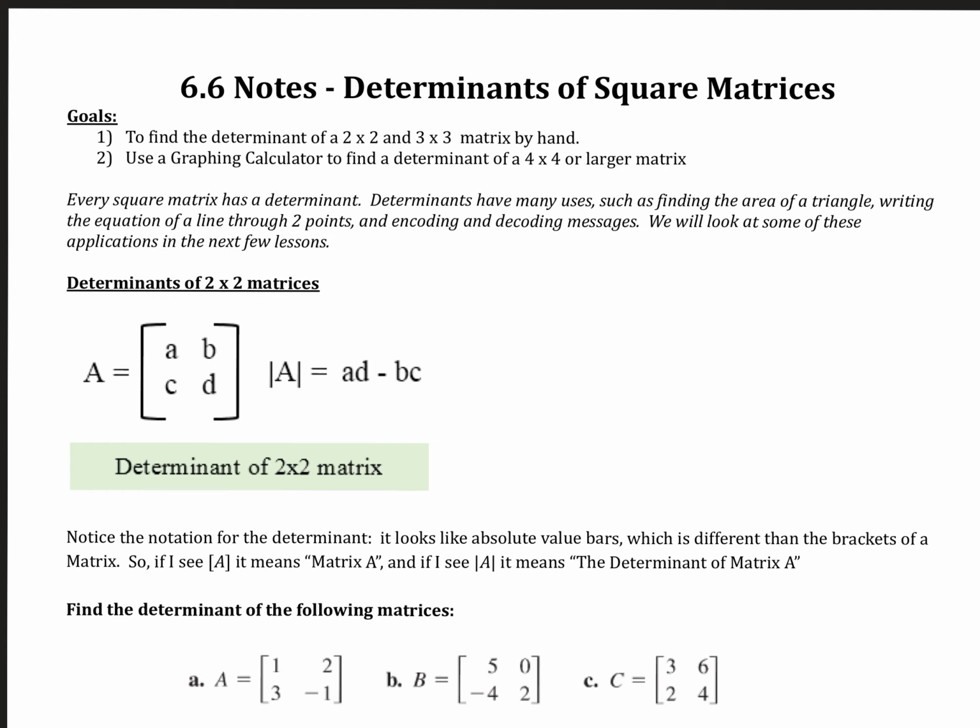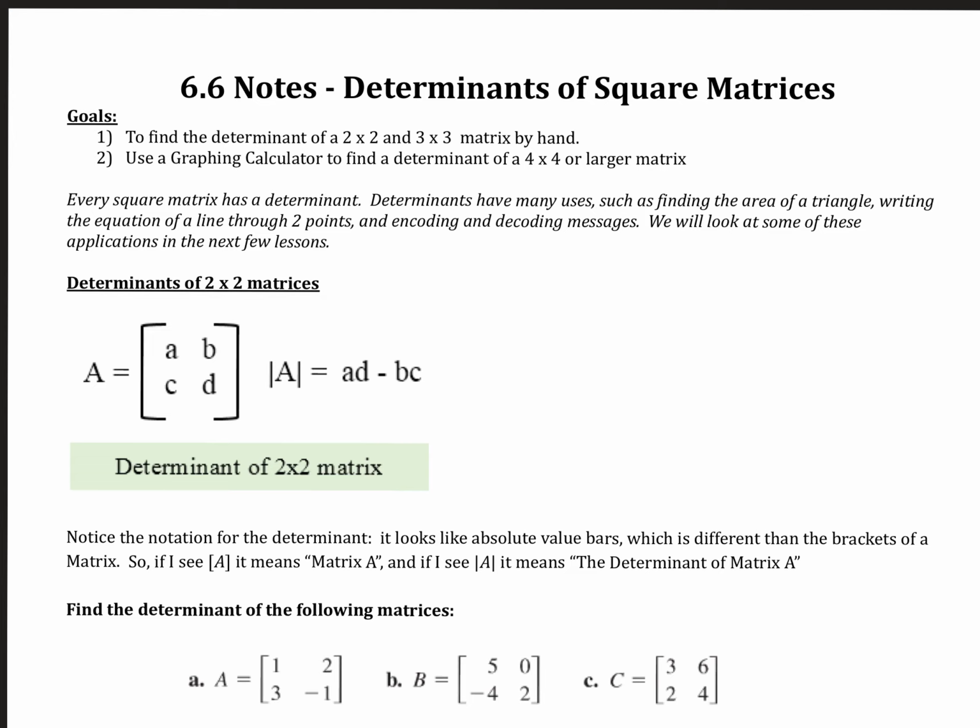Some applications for finding determinants, and why we would even want to use them, we'll look at in the next lesson. Some of those things might be finding the area of a triangle, coding and decoding messages, and determining whether or not 3 points are collinear, lots of different types of things.